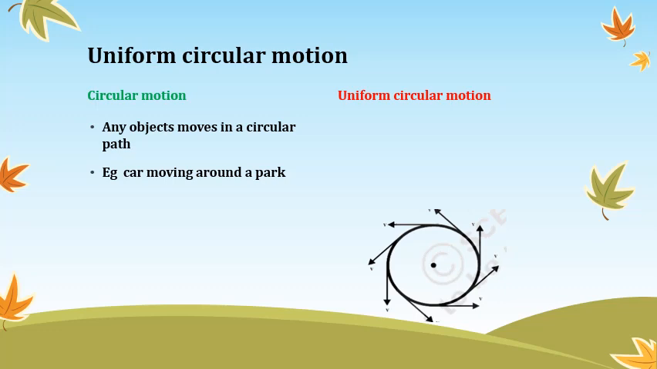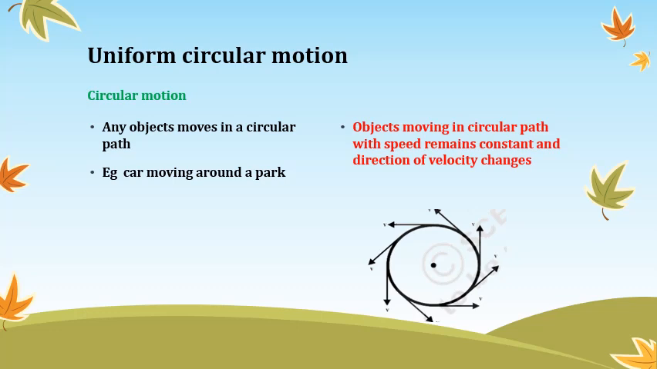In uniform circular motion, the object covers equal angles in equal intervals of time, that means constant angular speed. The speed remains constant. As you learned in the first part, the direction of velocity is drawn using velocity vectors, or a perpendicular line at that point gives the direction of velocity. Have you understood what uniform circular motion is? Here speed remains constant, and the direction of velocity changes continuously.